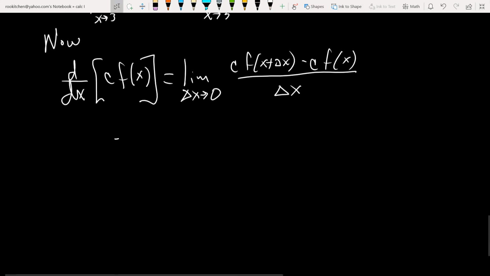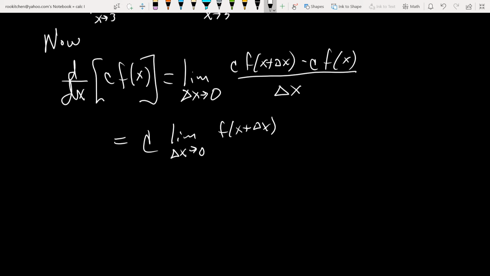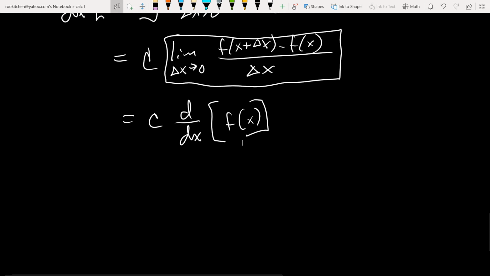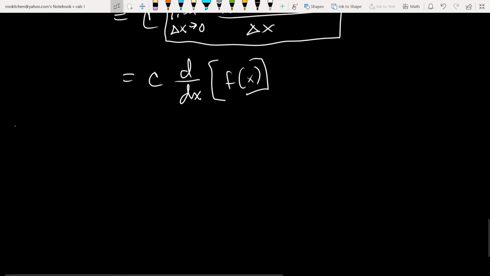And then that'll equal c times the limit as change in x goes to 0 of f of x plus change in x minus f of x all over change in x, where all this thing is the derivative of f of x. Okay, so this will equal c times the derivative with respect to x of f of x. Okay, so this then unleashes a whole another set of functions you can take derivatives of. So let's look at some of those examples.